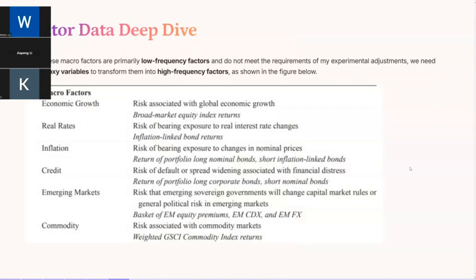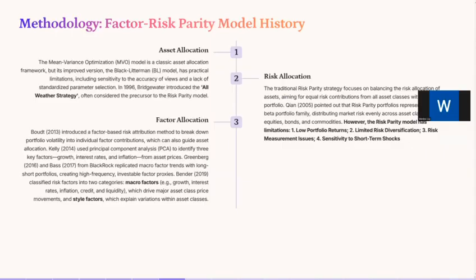Here are the macro factors we use, like economic growth, real rates, inflation, credit, emerging markets, and commodity. In this part, I will introduce you to our methodology. First is about factor risk parity model history.